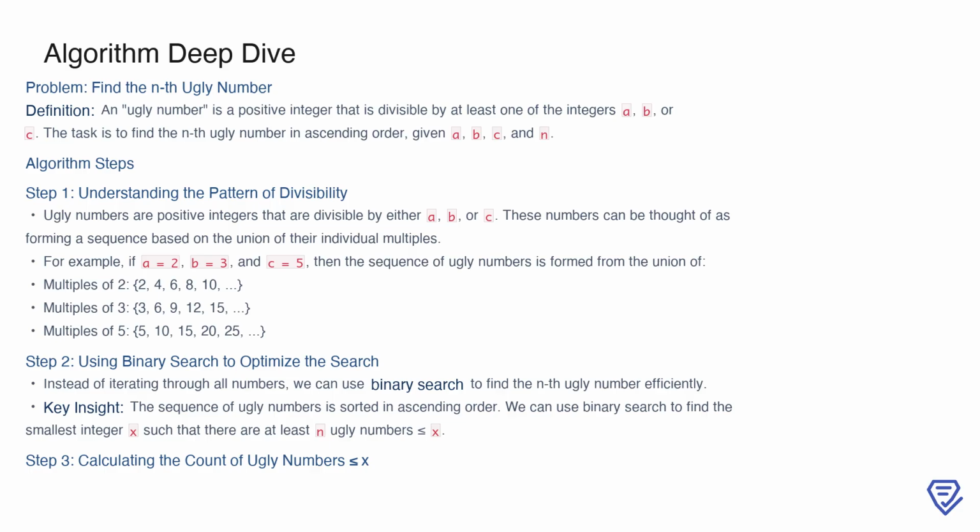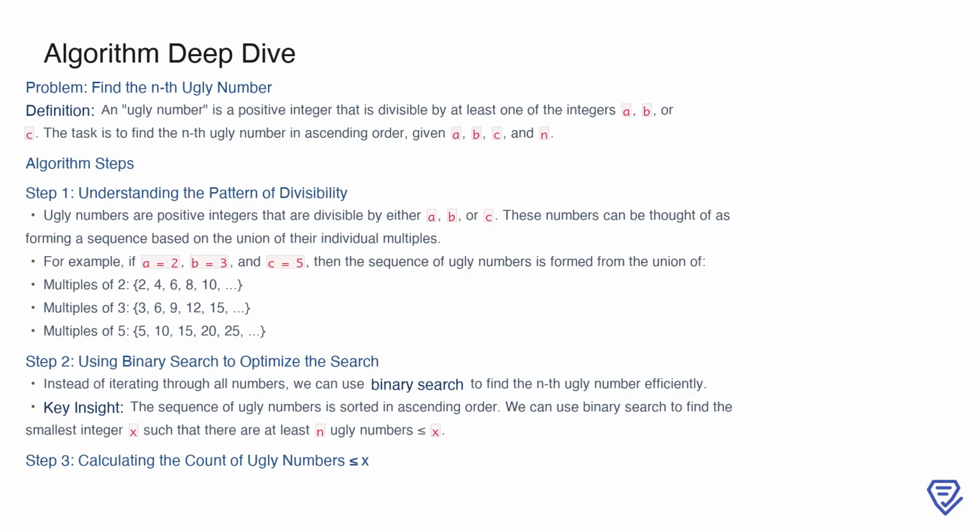To solve the problem of finding the nth ugly number, we first need to understand what an ugly number is. An ugly number is any positive integer that is divisible by at least one of the given integers a, b, or c. For example, if a equals 2, b equals 3, and c equals 5, the sequence of ugly numbers is formed by taking the union of their multiples.